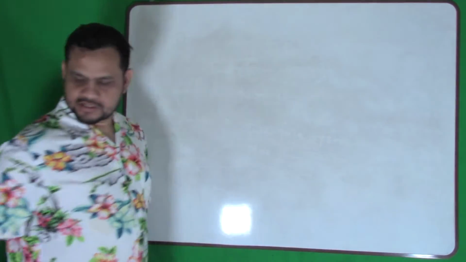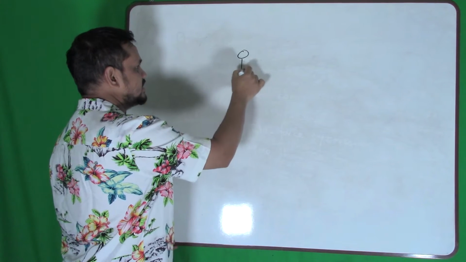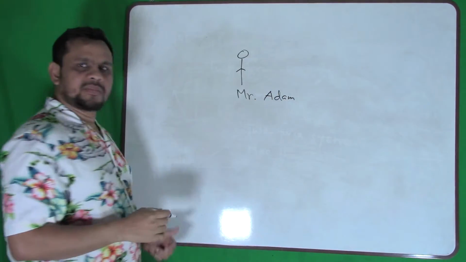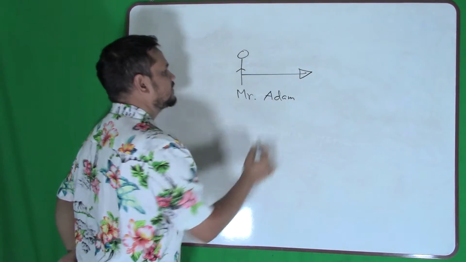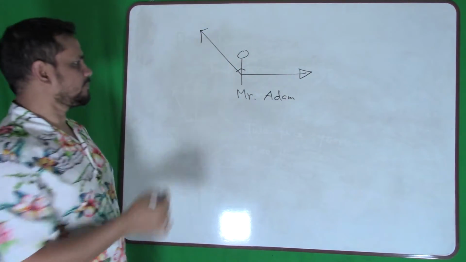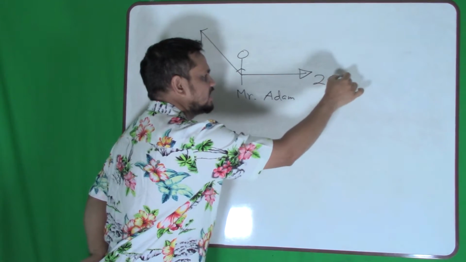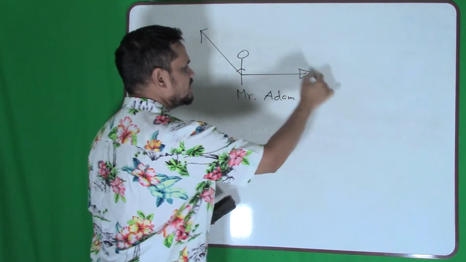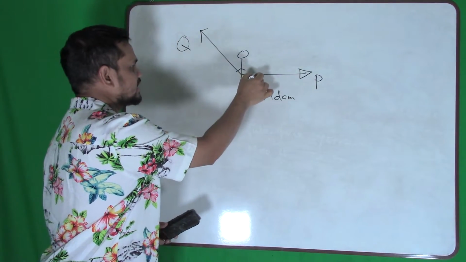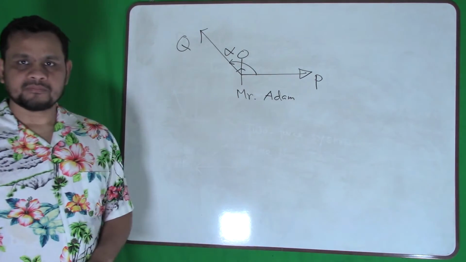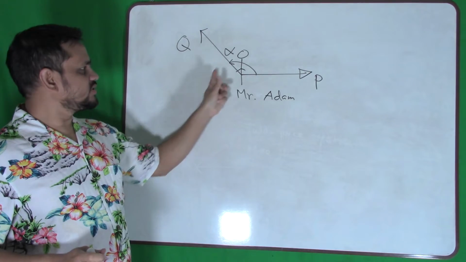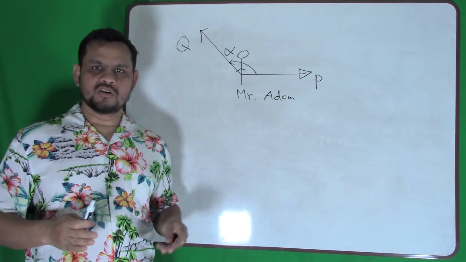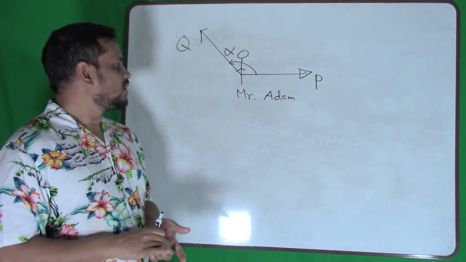Say this is Mr. Adam. If I apply a force on Adam this way, and another force this way, say this force is 200, or do not give any number, give a name. Say this force is P, this force is Q, and they are acting at alpha degree. One force is P, one force is Q, their angle is alpha. If somebody pulls me this way and another force pulls me that way, which way will I go? That is the question, or what is the resultant?